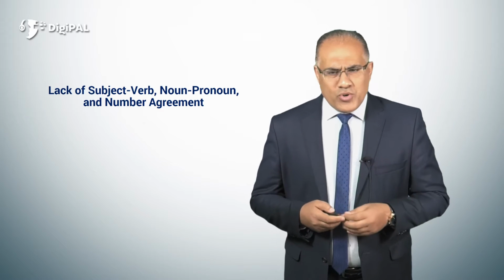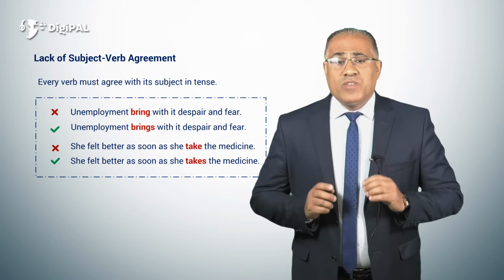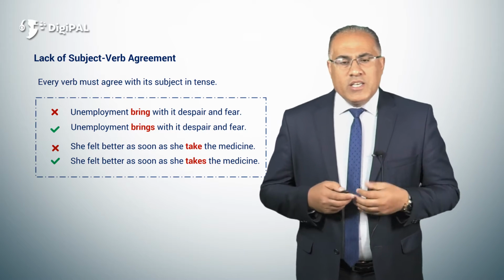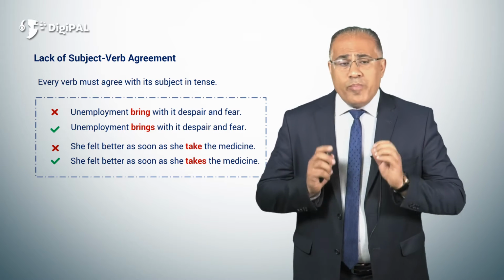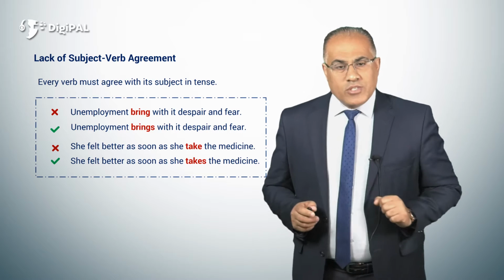Lack of subject, verb, noun, pronoun, and number agreement. All right, so lack of subject-verb agreement is a very common problem in writing and also in translation in English. Generally, remember that every verb must agree with its subject and tense.